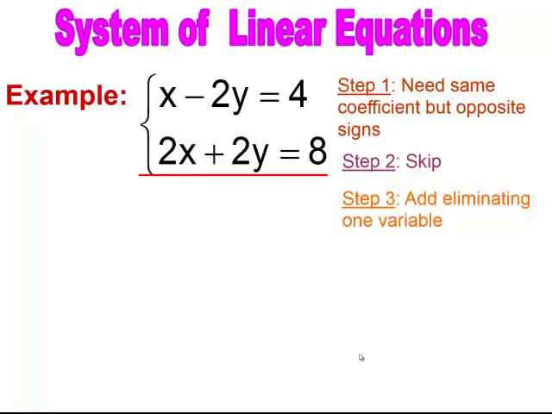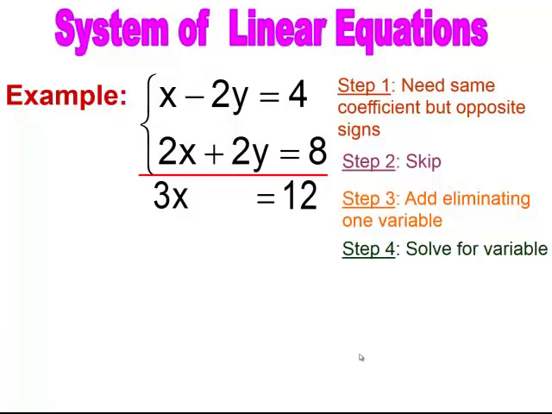Step 3 says add down. So all I'm doing here is adding down. I'm going to add the x plus the 2x, and that's going to give me 3x. And then the negative 2y plus 2y cancels out. That's the whole point, to eliminate one of the variables. And then I'm going to add the 4 and the 8, and I'm going to get equals 12. Now I can solve for x. I'm going to divide through by 3, and I'm going to get my x value equals 4.